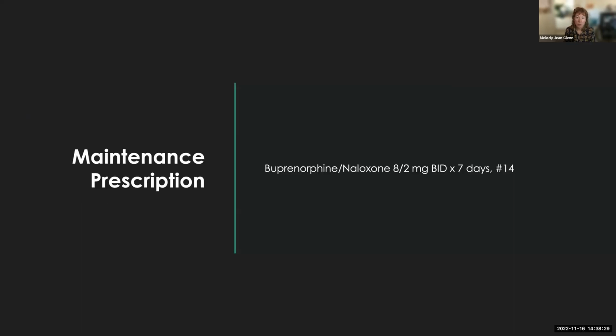So when I write maintenance prescriptions, I used to just write a week at a time. Now I'm doing 2 weeks at a time because it's hard to get into outpatient treatment. So I usually just write 8 milligrams twice a day, and I do the combo product. So this is for Suboxone. I do 8 milligrams twice a day for 7 days. This can be titrated up or down later, but this is usually enough to keep people stable in the short term. And this comes in tabs or films. And on your prescription, make sure you put your X number into the comments to the pharmacy.